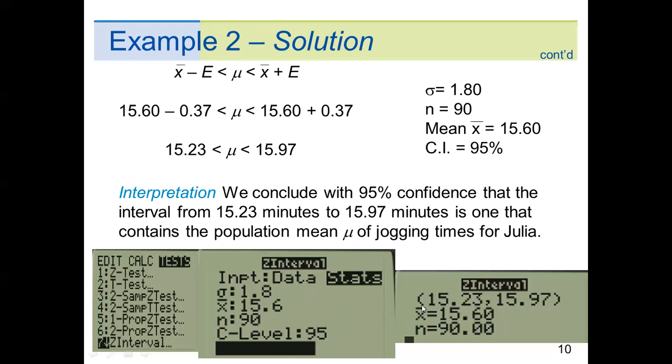But here's the key thing. Look at this interval between 15.23. See it, pencil and paper? And on the high end, 15.97. Spot on. Chapter 7 is great because all the answers are spot on to what you're going to see on the exam. And pretty much all of them are, but 7's always been this way.